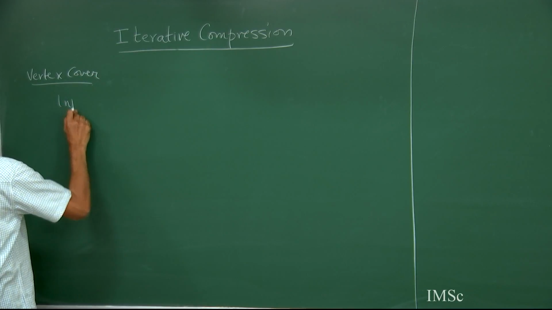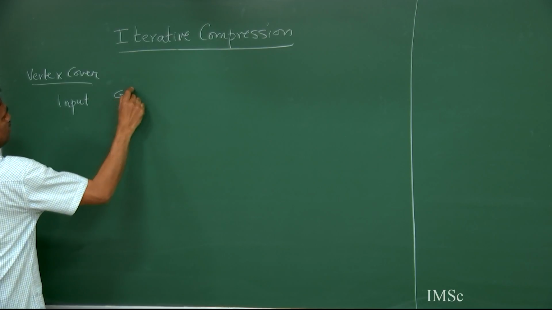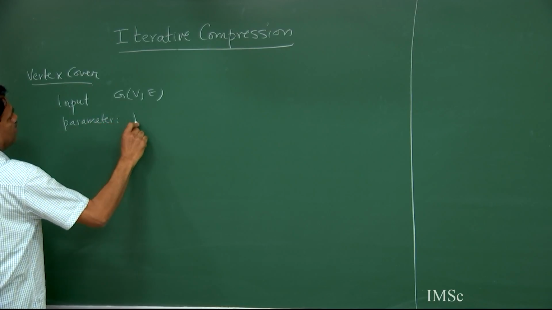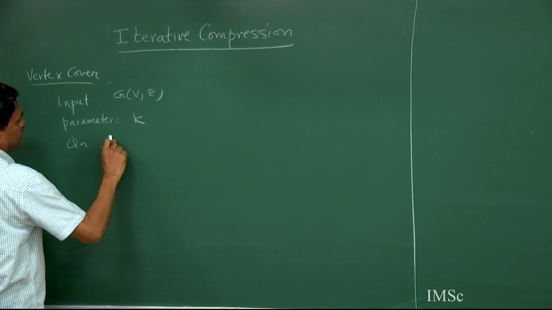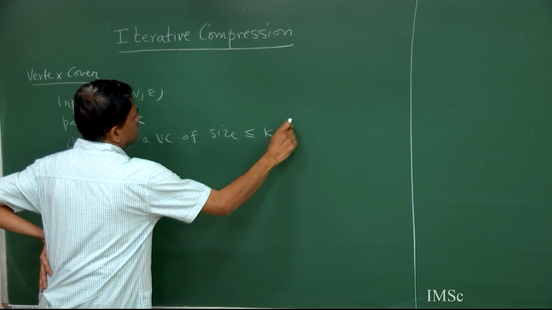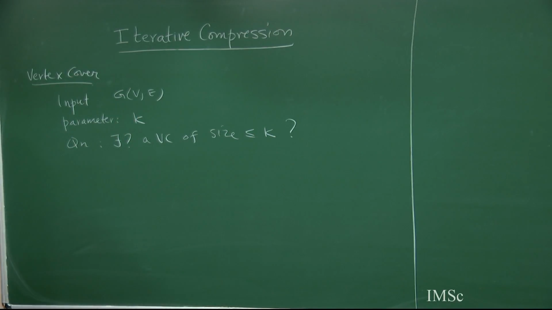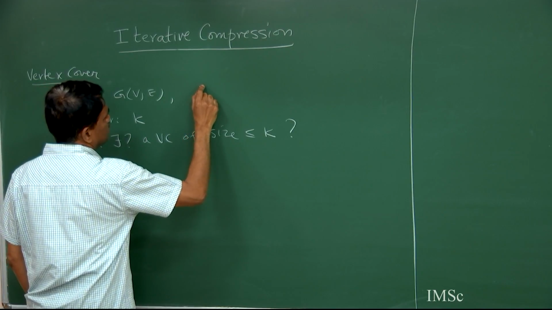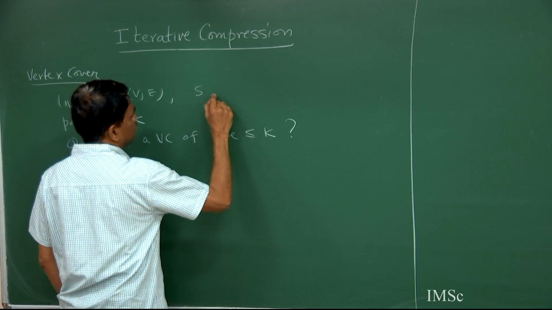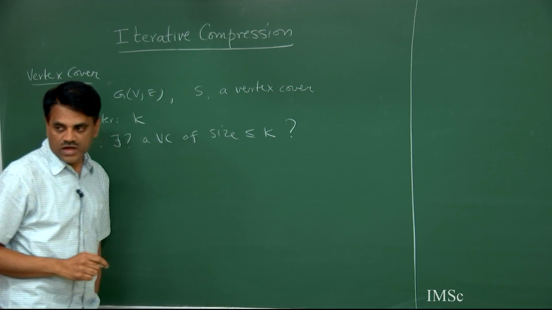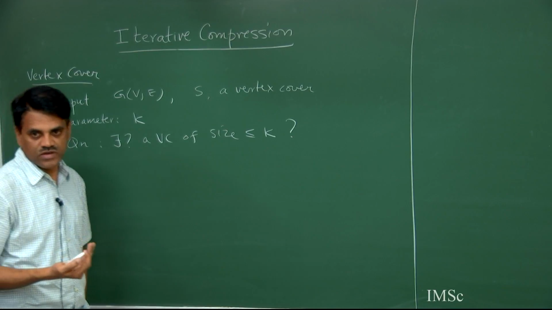So your input is a graph G, the parameter is k, and the question is, does there exist a vertex cover of size at most k? So this is a standard vertex cover question where k is the parameter. Now I am also going to assume that for the input I am also given some solution S, which is a vertex cover. I am given a solution, but it is of larger than k size, some f of k size.